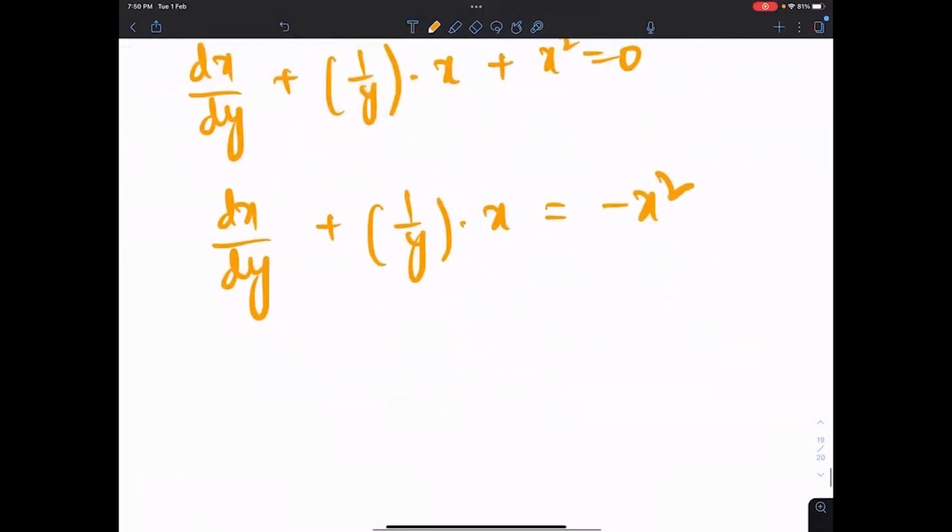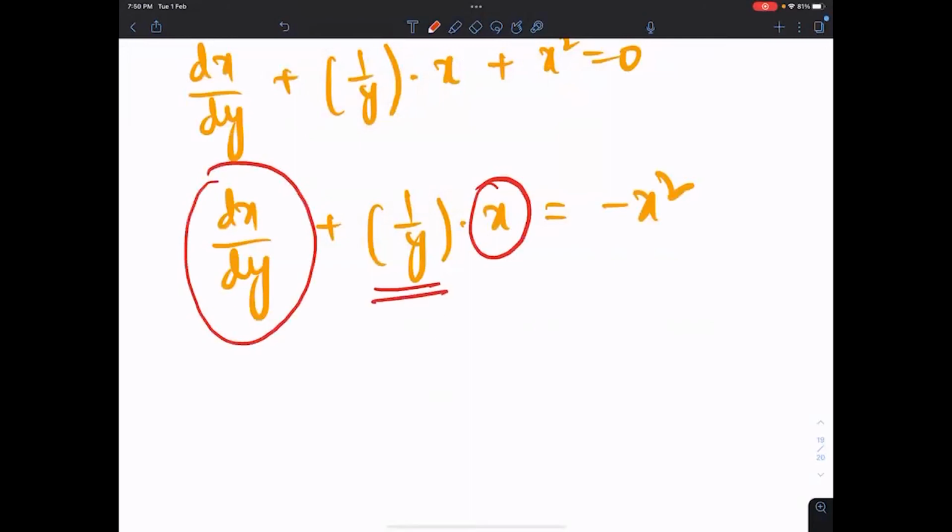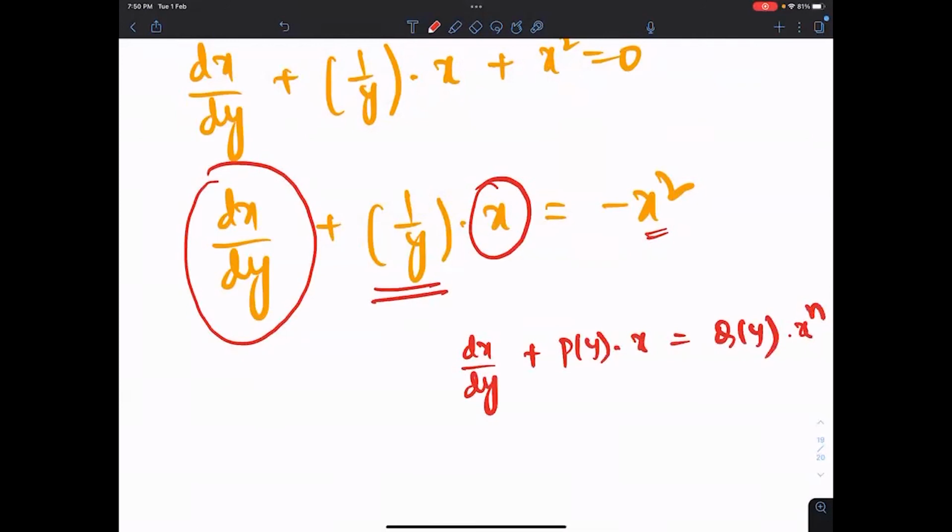Now this is an LDE in x only, no? dx by dy is there, x is there, and the coefficient is in terms of y. But on the right hand side, x square is there. Actually, LDE in x means it should be like dx by dy plus some p of y into x equals q of y. But here again x power n is coming, just like Bernoulli's in y.